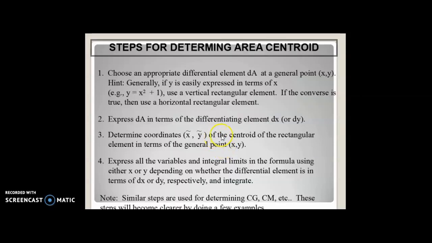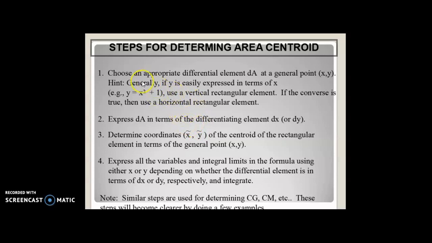Just in case your shape is not symmetrical or not a simple geometry, there are steps you need to follow to determine the area and the centroid of that particular object. This is particularly for two-dimensional cases.